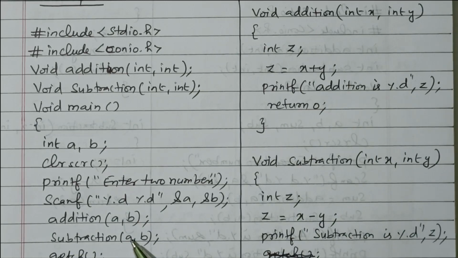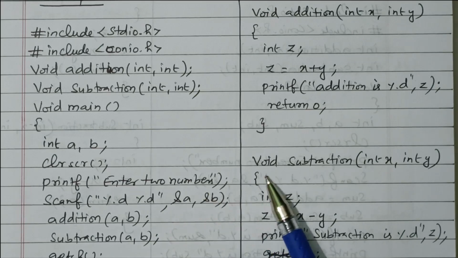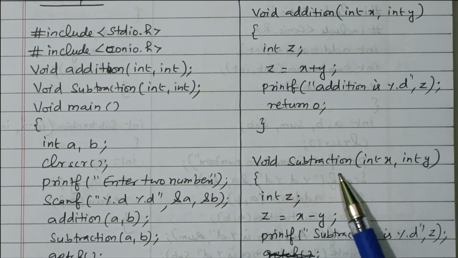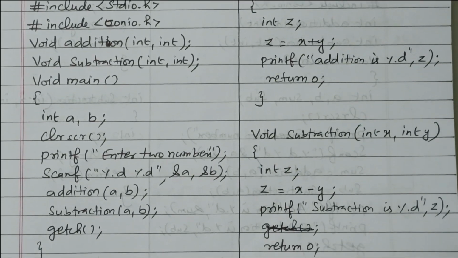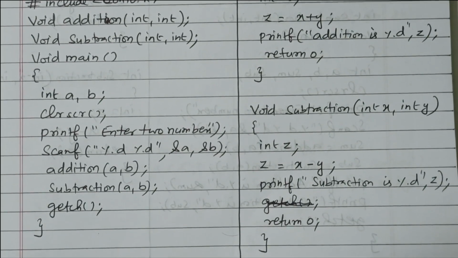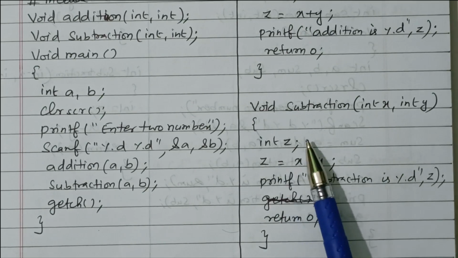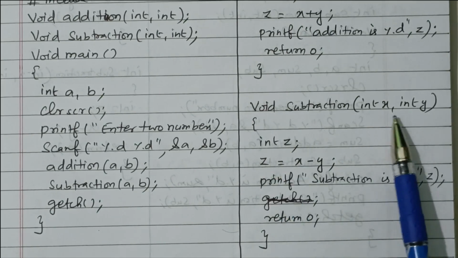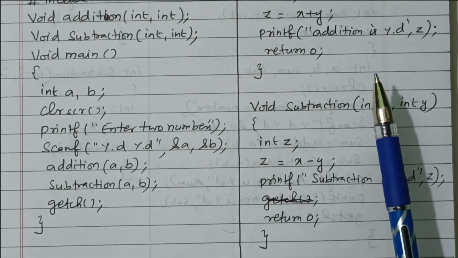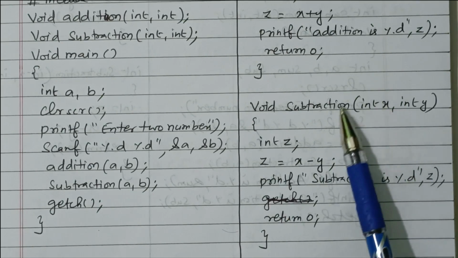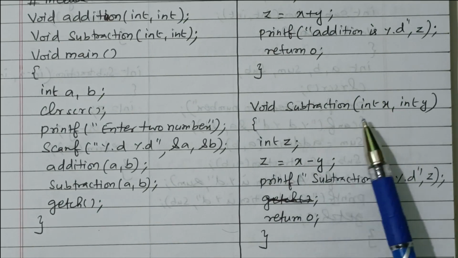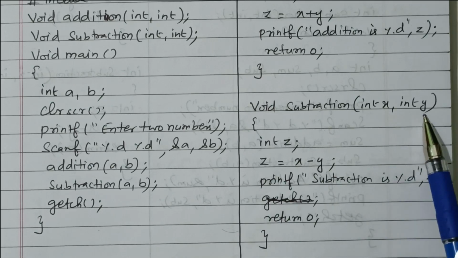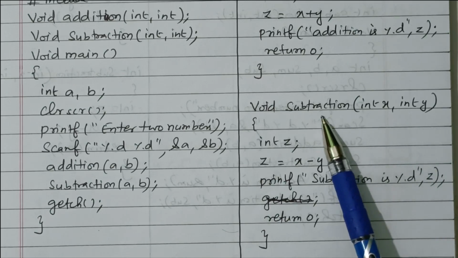Now we are calling the subtraction here. After addition we are calling subtraction. Then the control will transfer to this subtraction function, this function definition. It will transfer to the function definition called subtraction. Here we have x and y. This x and y is different from the previous function. Both are not equal. So here also a will be stored in x, b will be stored in y. Right.